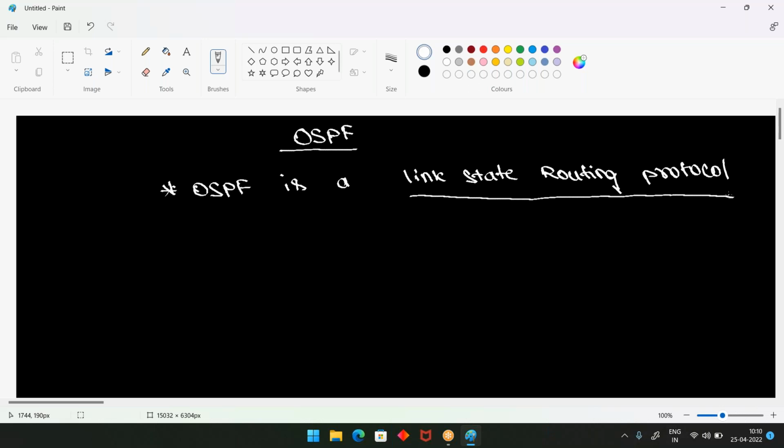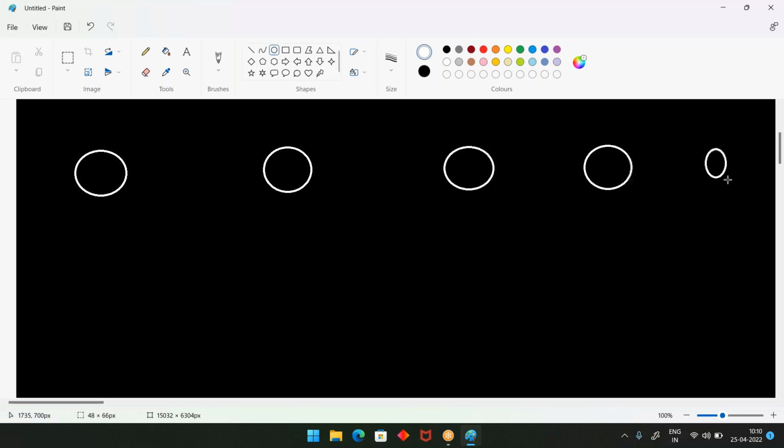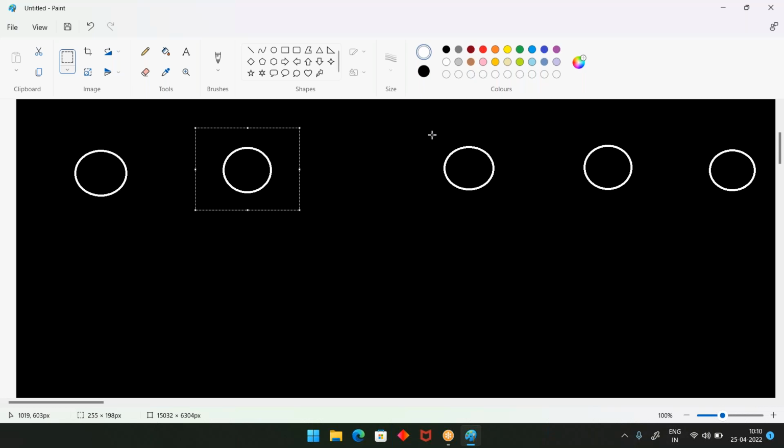Now, actually, what is the difference? What does it mean by the link state routing protocol here? Suppose now there are 5 devices. Assume there are 5 devices: R1 router, R2 router, R3 router, R4 router, and R5 router. We have 5 devices here.